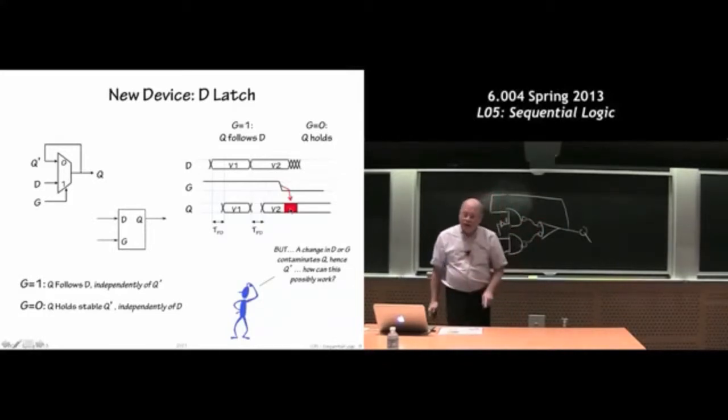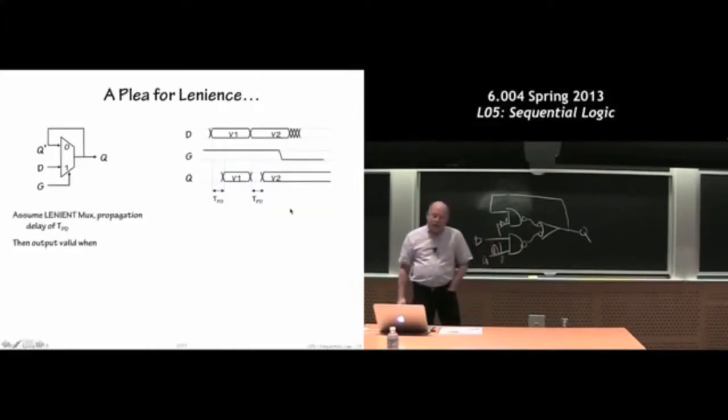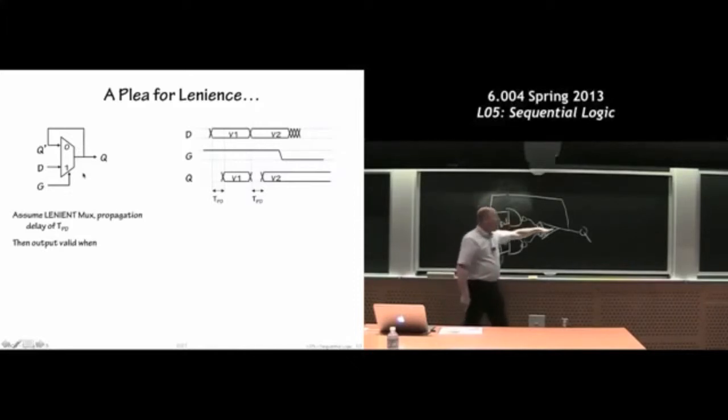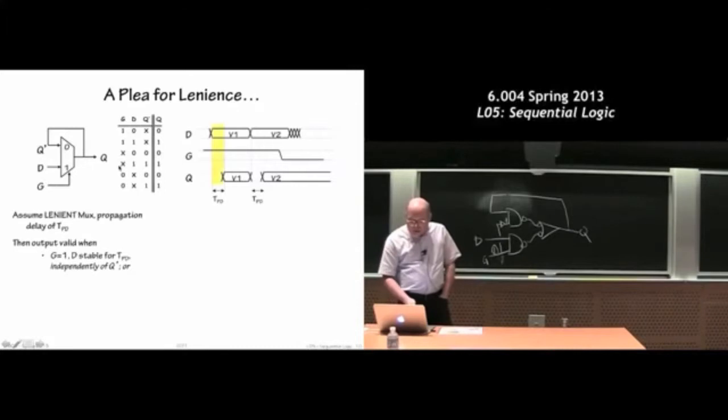So we have to think a little bit about that, and we're going to dip back into our bag of tricks and think about using a lenient multiplexer. So long as the D and the Q inputs here are enough to determine the output value, G can change without corrupting the output. We're going to try to put ourselves in a situation where we don't have this contamination problem, where we suddenly forget everything. So we're going to use a lenient mux, and a lenient mux has a couple of modes.